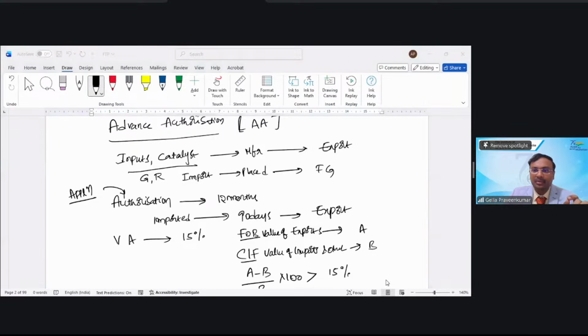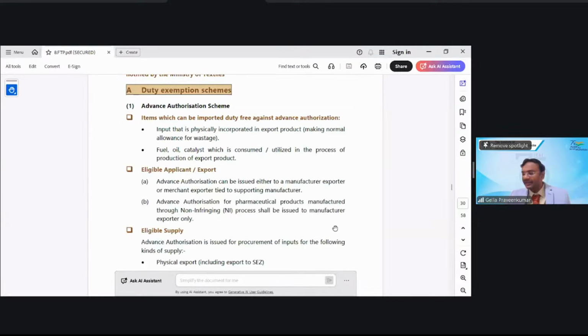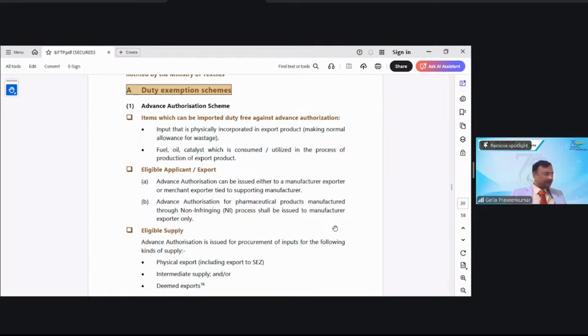Any questions so far? Let me know. How the scheme works, I have explained. Any questions you have so far? Let me know. Can I go further? Good.